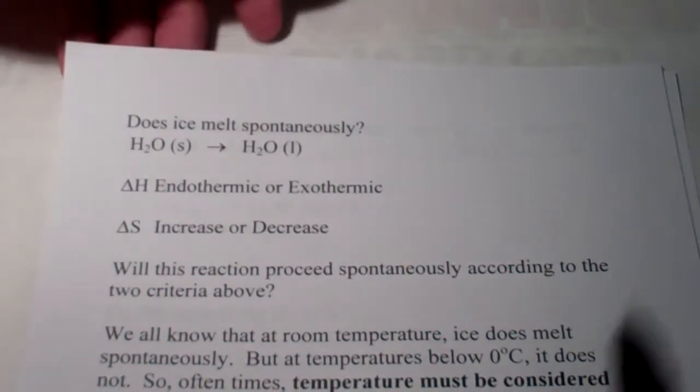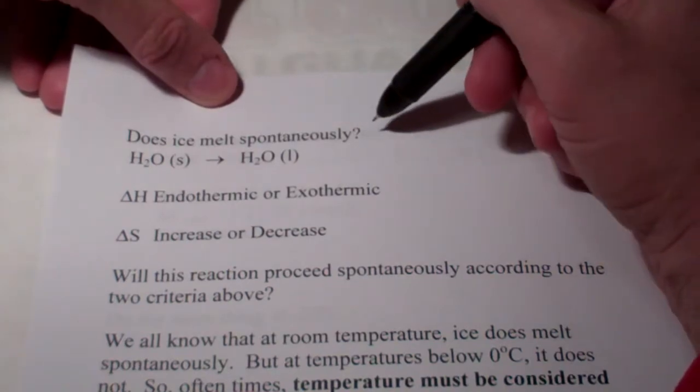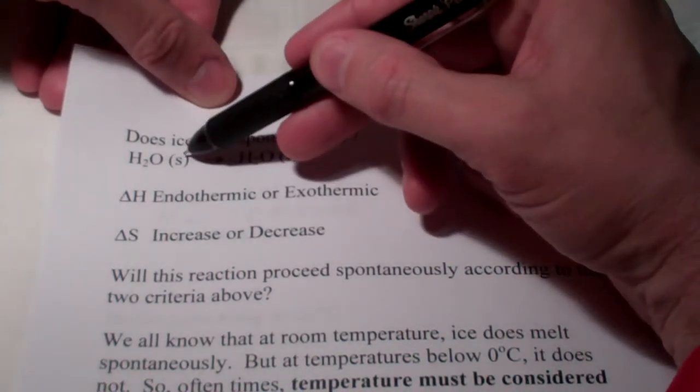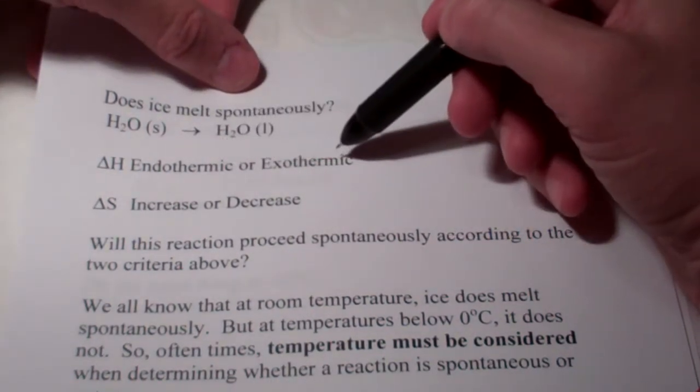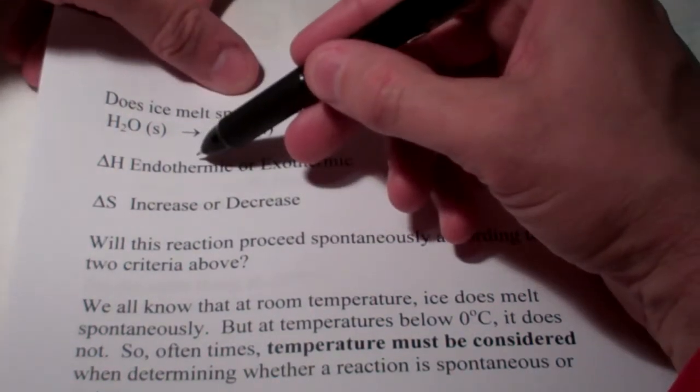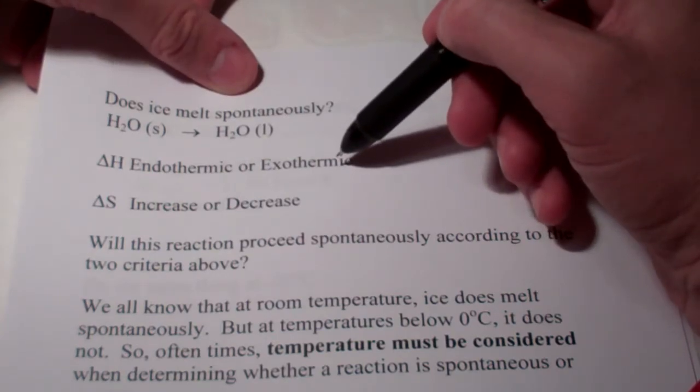Well, let's give an example of a process. Let's take the melting of ice. That seems pretty simple. Does ice melt spontaneously? That means we're going to go from solid water to a liquid water. Well, let's decide. Is this an endothermic or exothermic process? Does it take energy to melt ice, or does it give off energy when ice is melted?